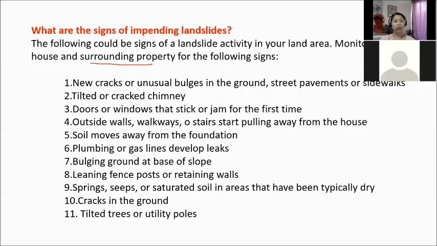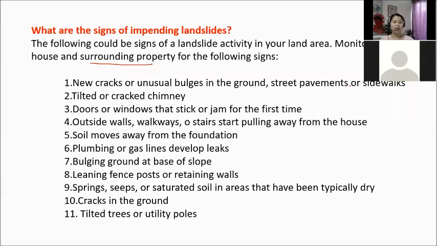No? So, what are the signs of impending landslide? 1. New cracks or unusual bulges in the ground, street, pavements, or sidewalks. Kahit malayo lang sa inyo, no? So to prevent accident or whatever would happen. So 2, tilted or cracked chimney. Chimney yung taas, no? Okay. So bantayan ninyo yan. 3, doors or windows that stick or jam for the first time. 4, outside walls, walkways, or stairs start pulling away from the house. 5, soil moves away from the foundation. Lahat ito visible, no? Ma-observe ninyo, makita ninyo. So it's your responsibility to make a move, no?